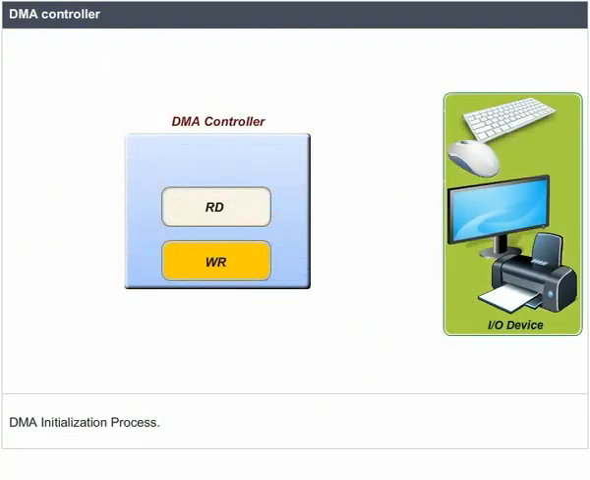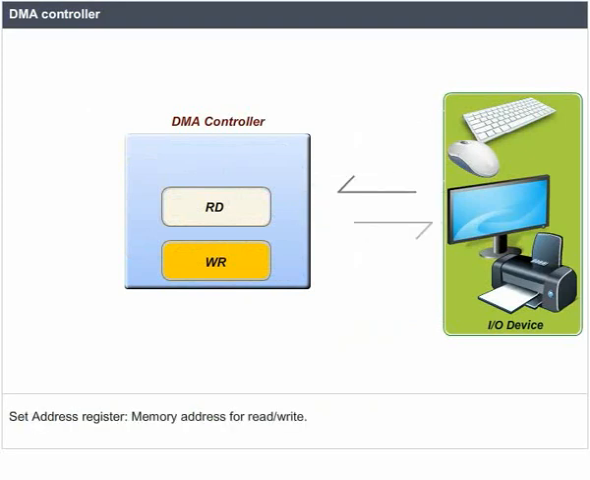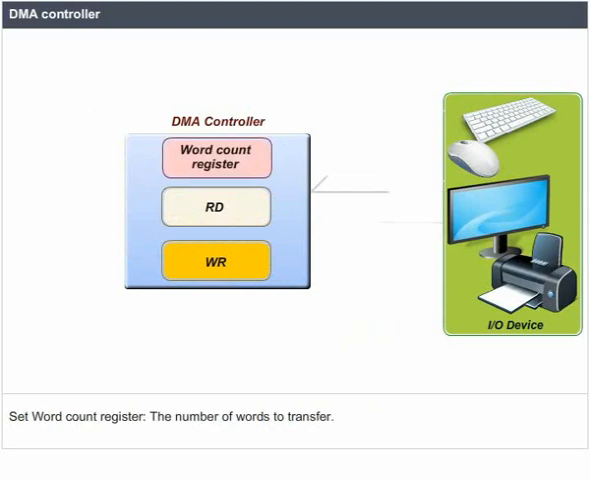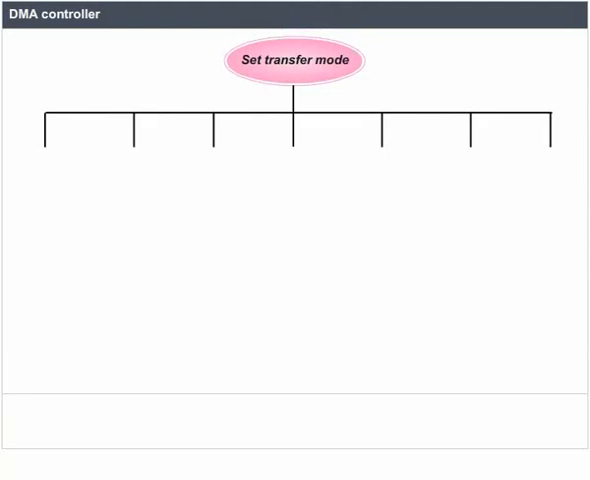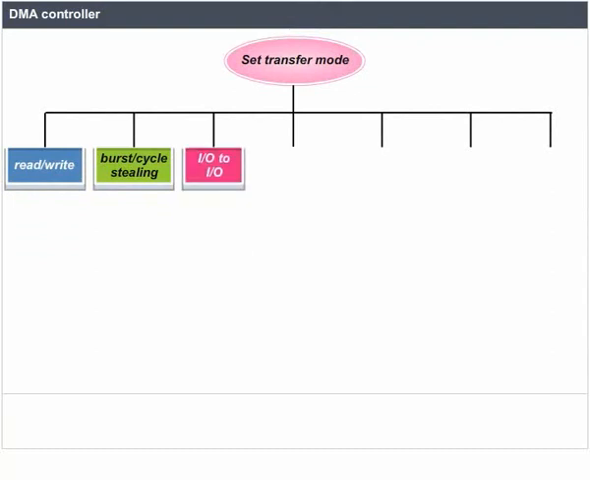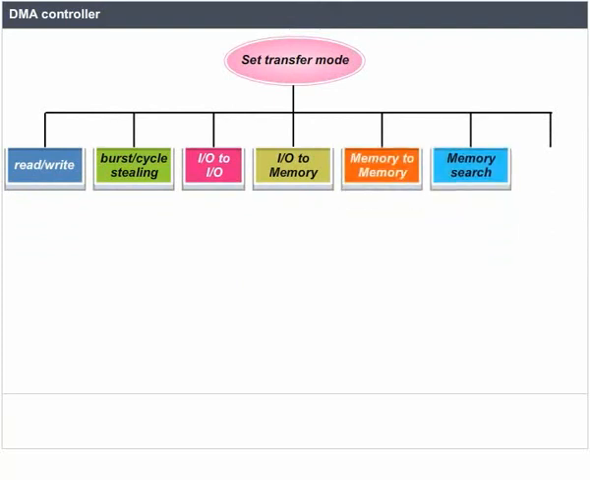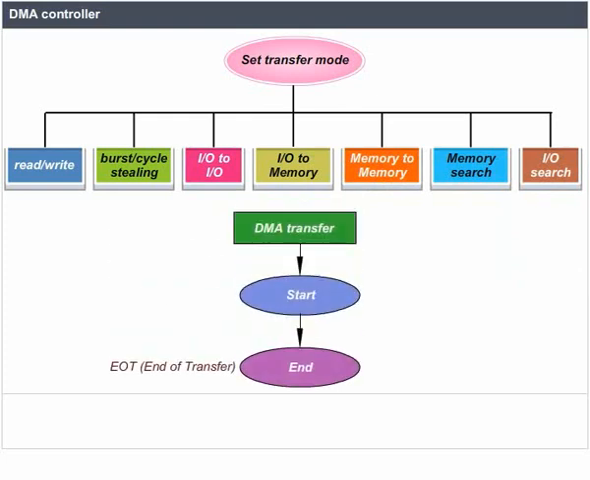DMA initialization process. Set address register, memory address for read and write. Set word count register, the number of words to transfer. Set transfer mode, read write, burst or cycle stealing. Input output to input output, input output to memory, memory to memory, memory search, input output search. DMA transfer start, EOT, end of transfer.